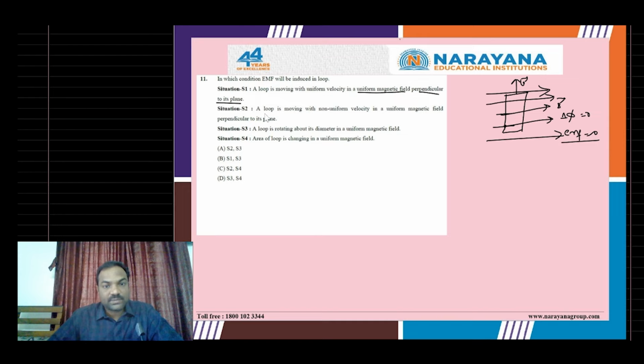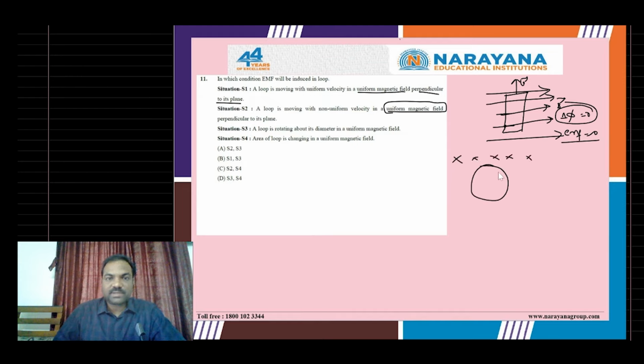Let us see situation 2. A loop is moving with non-uniform velocity in a uniform magnetic field. Again it's a uniform magnetic field, right? As it is a uniform magnetic field, whether it is moving with uniform velocity or non-uniform velocity, it doesn't matter. The change in flux will be 0, then EMF will be 0. So in situation 1 and 2, both cases, EMF will be 0. Whereas in situation 3, a loop is rotating about its diameter in a uniform magnetic field.